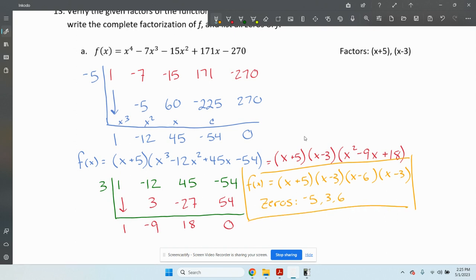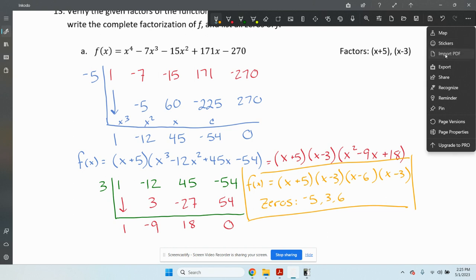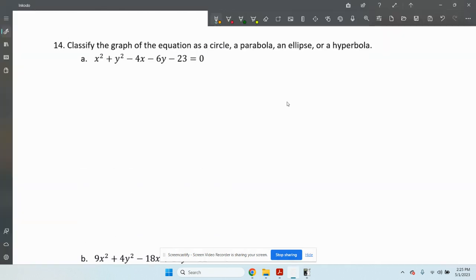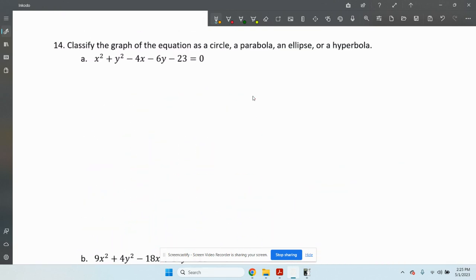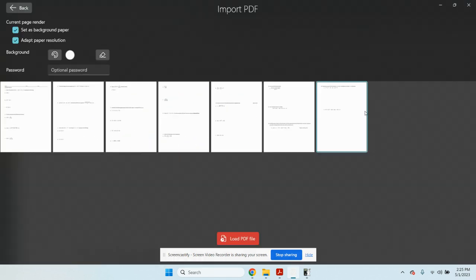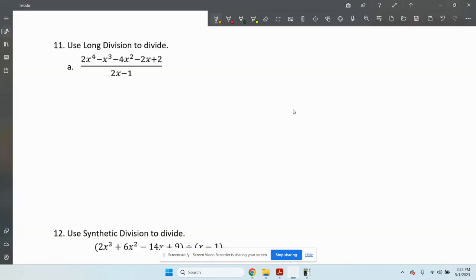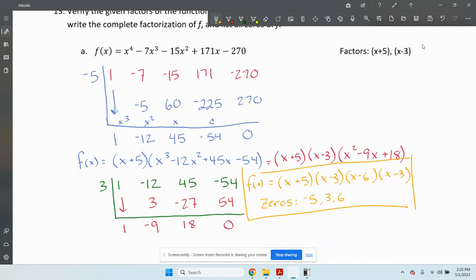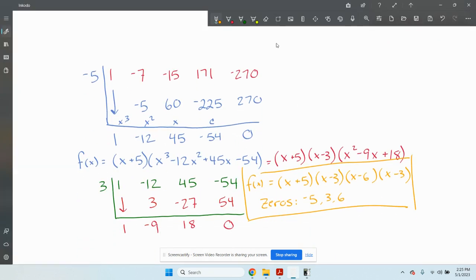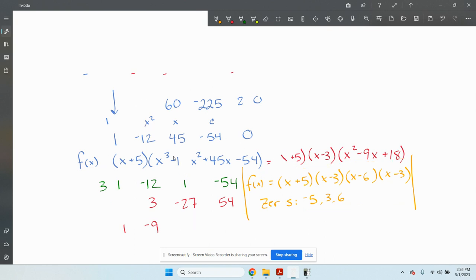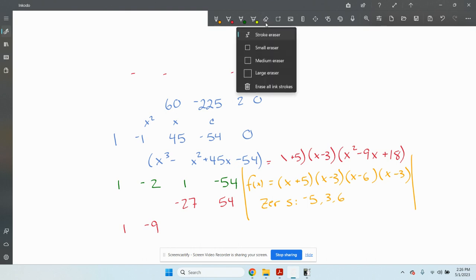Okay. Let's see here. 14. Oh, and I have to erase that. Hold on. We did that. Okay, 13. Yep. Now we're on to 14. And I have to erase all this. Can I make it bigger? There we go. Okay.